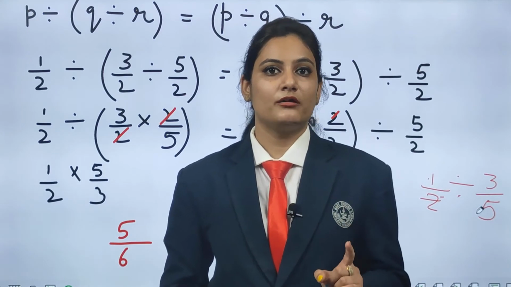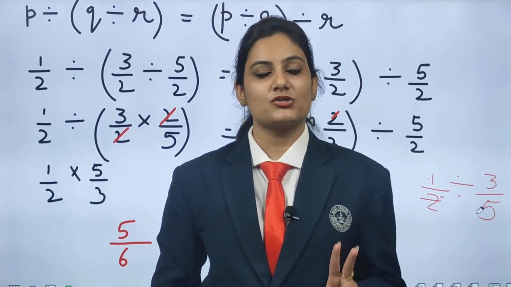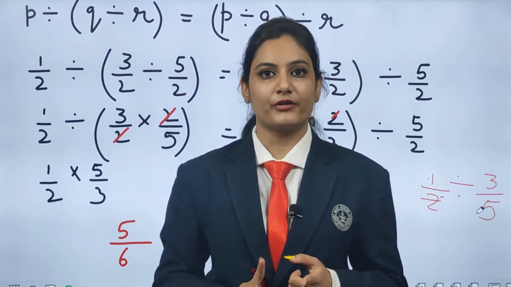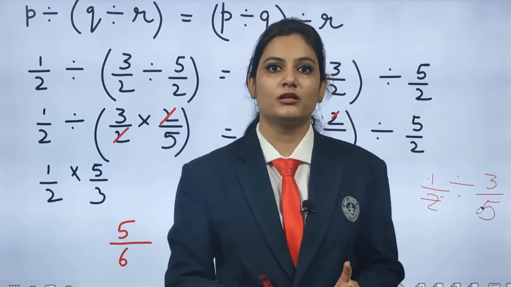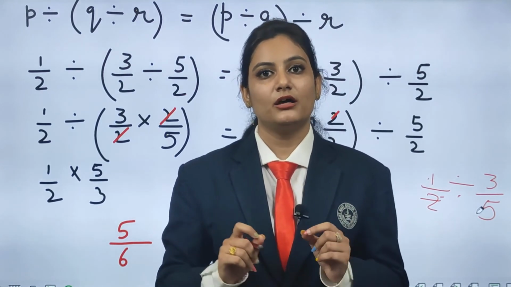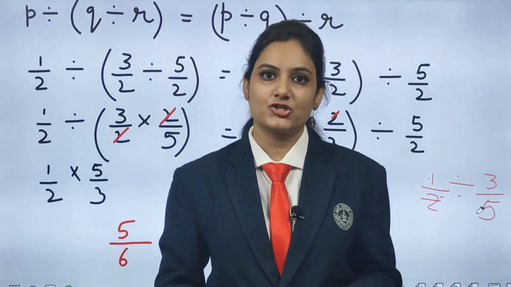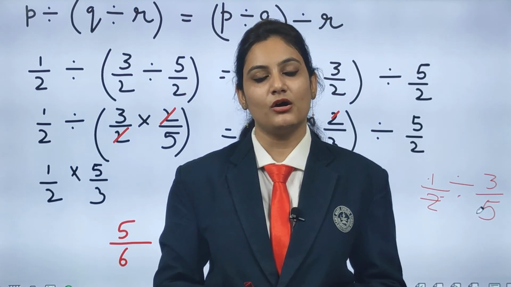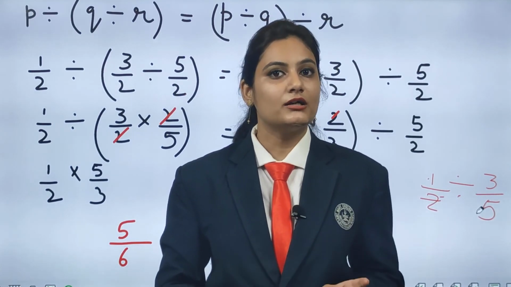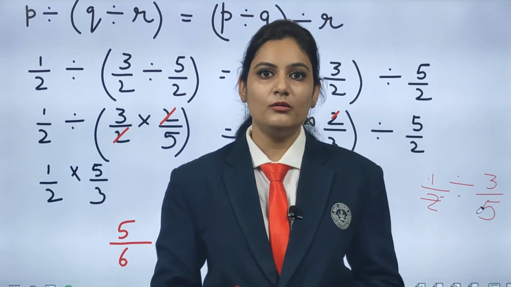So which operations are possible? Addition and multiplication are associative for rational numbers. Subtraction and division are not. So if it is asked in the objective questions, you should remember that addition and multiplication are associative for rational numbers, while subtraction and division are not at all associative.